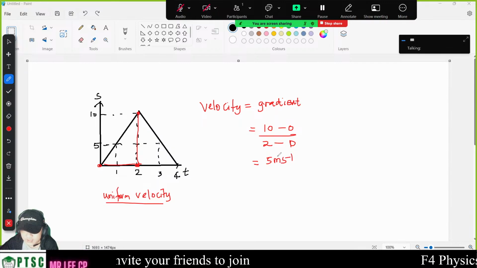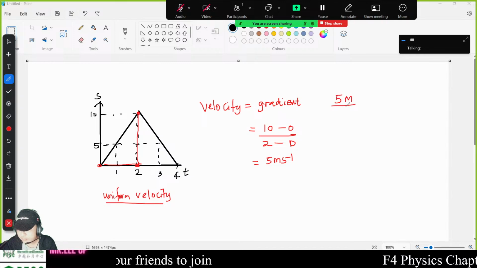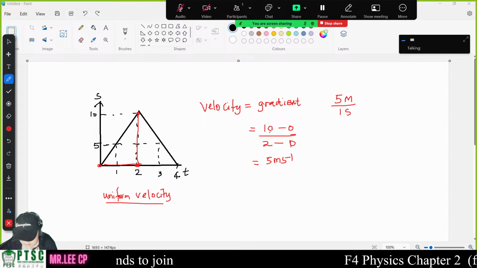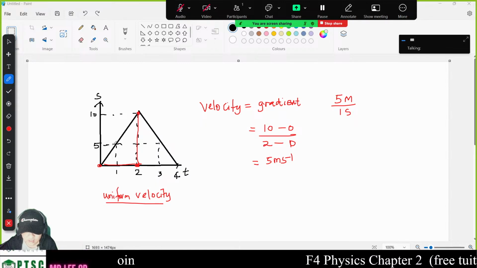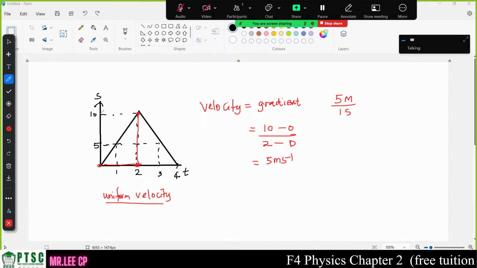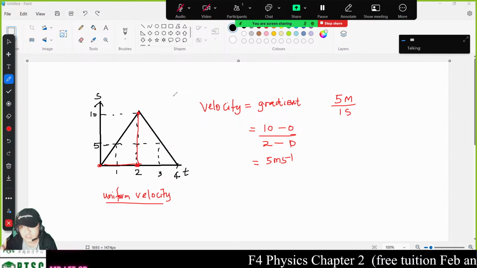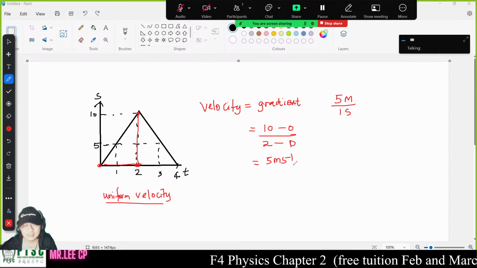What is meant by 5 ms minus 1? 5 m in 1 second. 10 divided by 2 is 5 over 1. 5 meter every 1 second. One second I move 5, another second I move 5, third second I move 5, fourth second I move 5. So this is called constant velocity. Right? 5 ms minus 1.